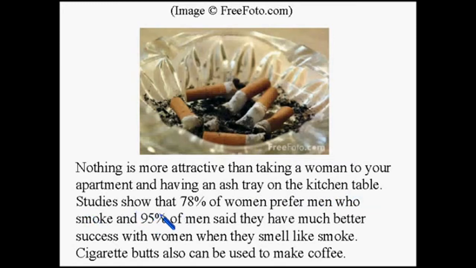Studies show that 78% of women prefer men who smoke, and 95% of men said they have much better success with women when they smell like smoke. Cigarette butts can also be used to make coffee.